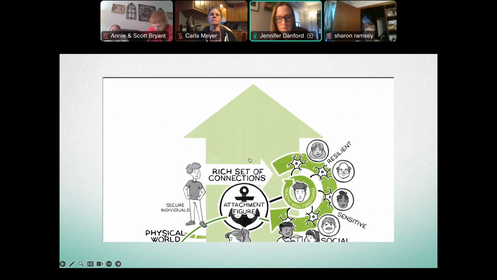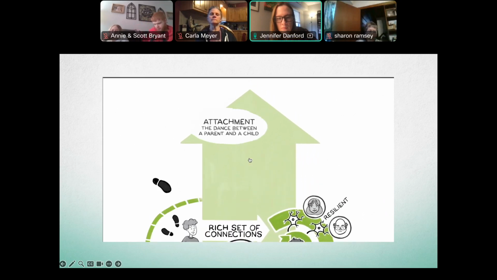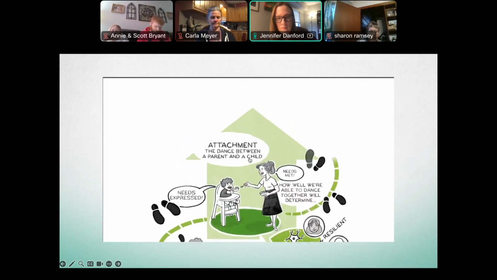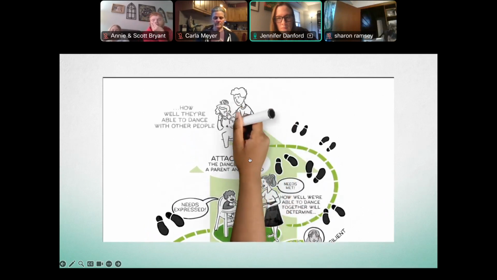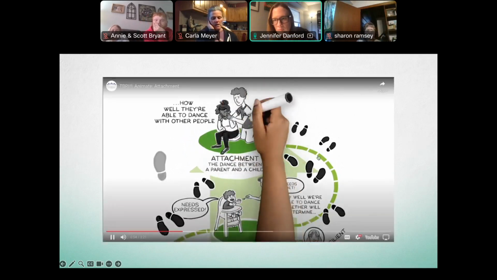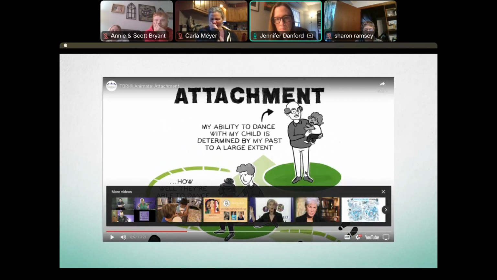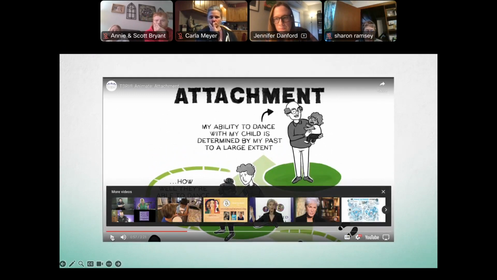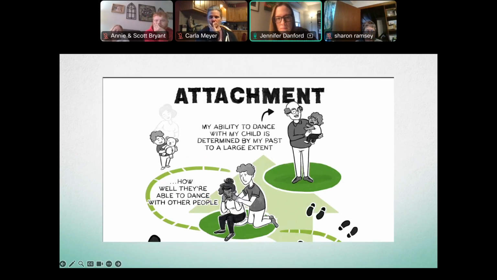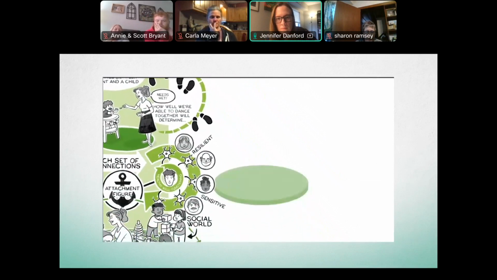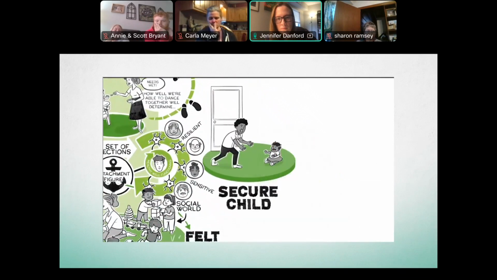When we talk about attachment, we're talking about the dance between a parent and a child. How well we're able to dance together will determine how well they're able to dance with other people later in life. We also know that my ability to dance with my child is determined by my past to a large extent. But we know that infants who become securely attached have parents sensitive to their needs. But here's the key thing.